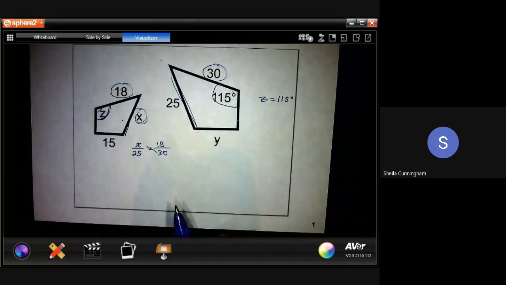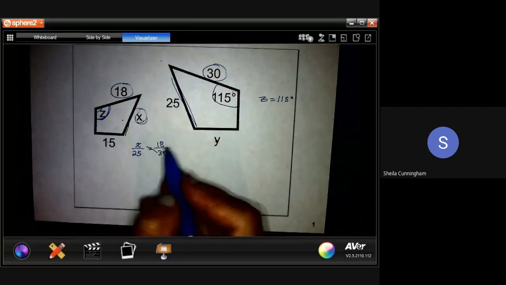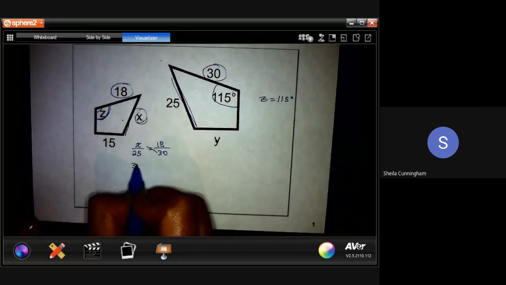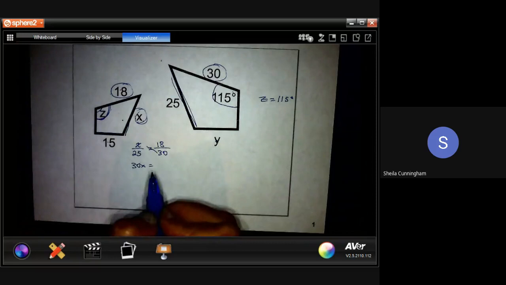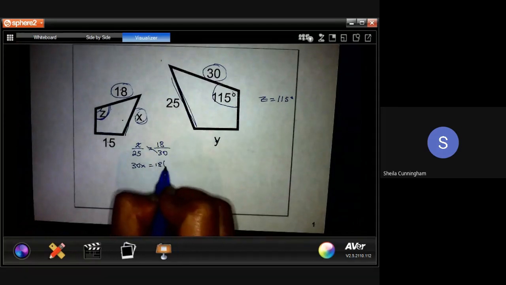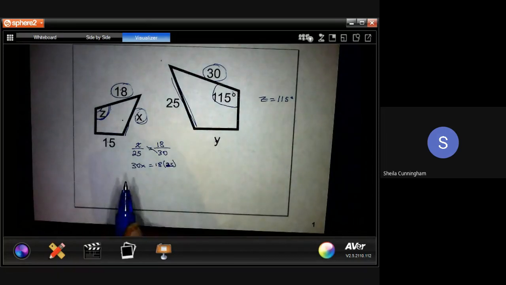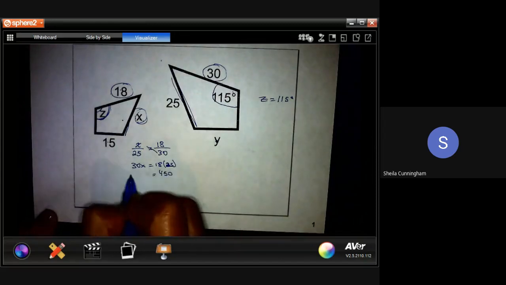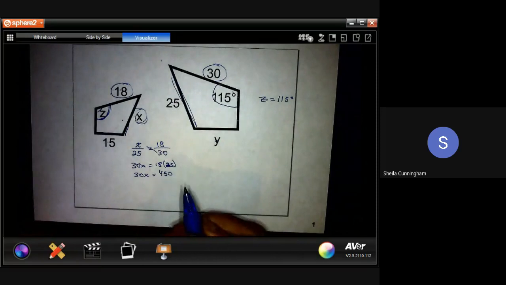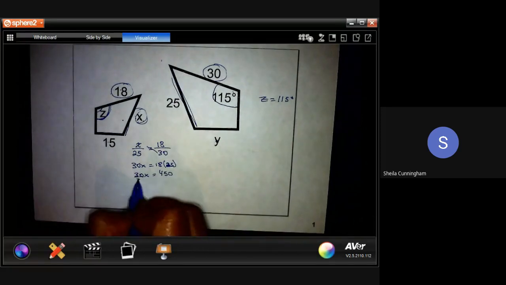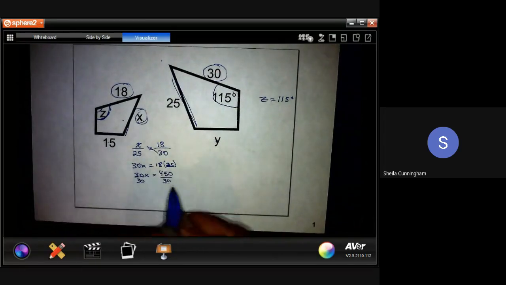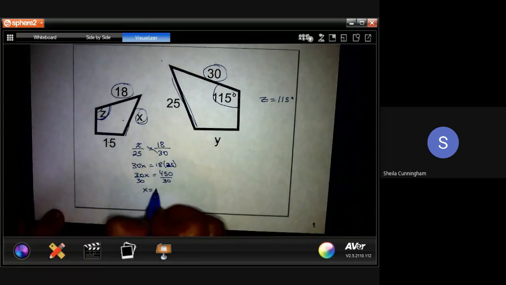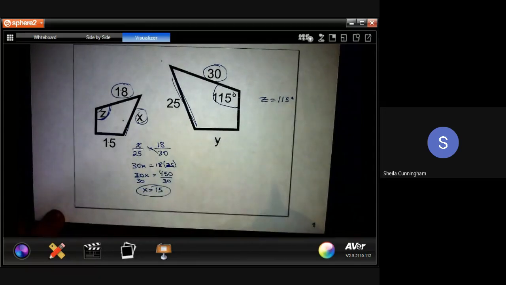So now I'm back to doing my cross multiplying to find out what my value of X is. So I've got 30X, and I'm going to take that 18, and I'm going to times it by the 25, and I am getting 450 for that is equal to 30X. So then I'm going to take and divide both sides by 30, and I get that X is equal to 15.